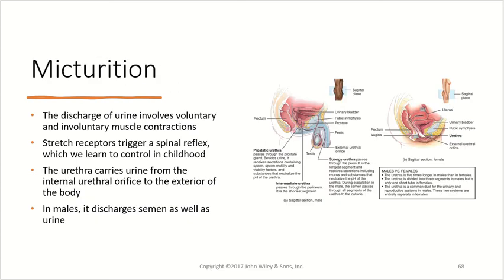So that brings us to something called micturition. This is going to be the discharge of urine, and it's going to involve voluntary and involuntary muscle contractions. Stretch receptors are going to trigger a spinal reflex, which we are going to gain control of in early childhood. This is why you're not born knowing how to hold it, essentially. The urethra is then going to carry urine from the internal urethral orifice into the exterior of the body. And in males, this is also going to be responsible for the discharge of semen as well as urine. So a little bit of a difference there.